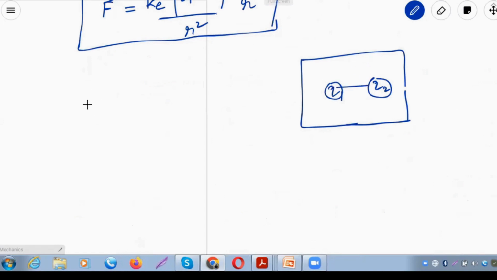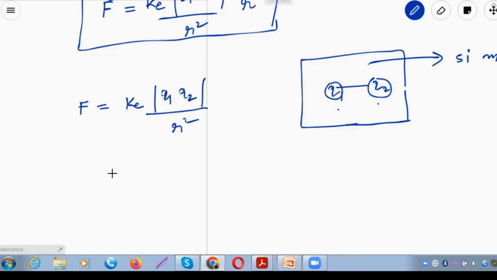So in that case, the Coulomb's law can be written for the silicon medium. I think in the silicon crystal, you need to place Q1 and Q2. In that case, the Coulomb's law is F equals Ke into Q1 into Q2 by R squared. Here, in the presence of the medium, Ke is equal to 1 by 4 pi epsilon.